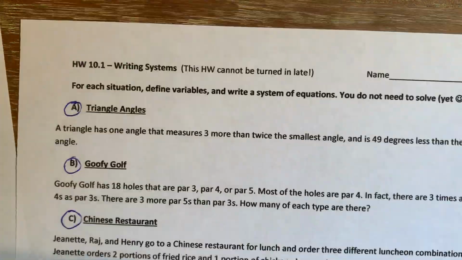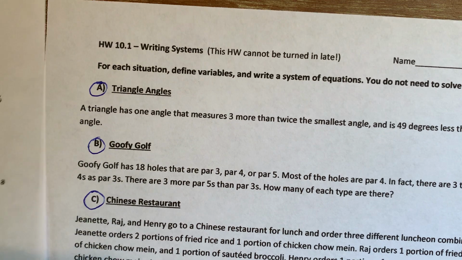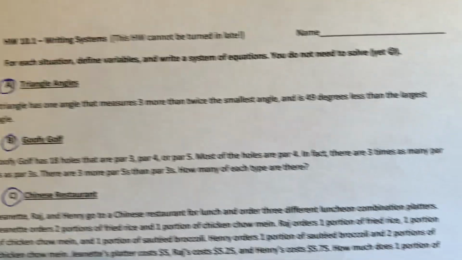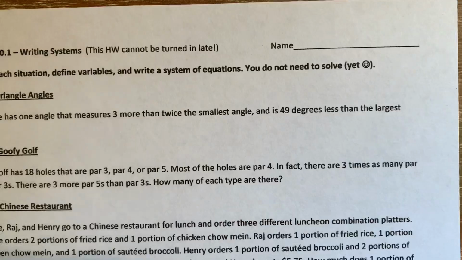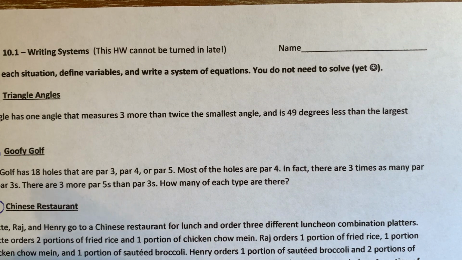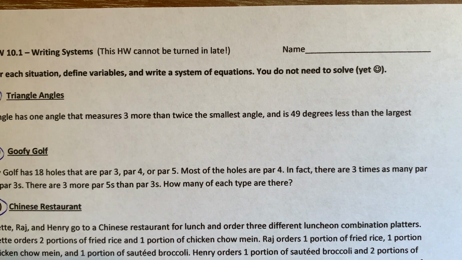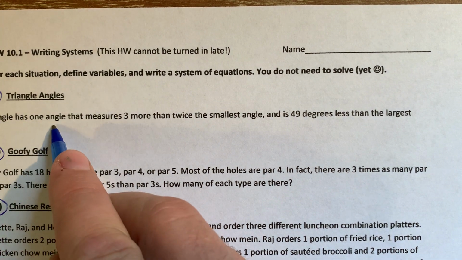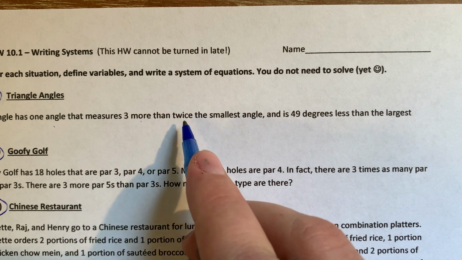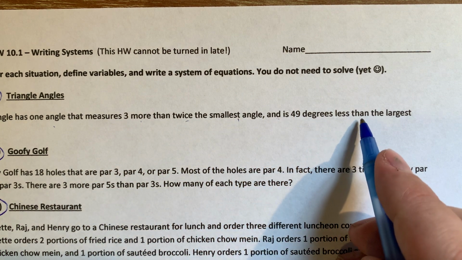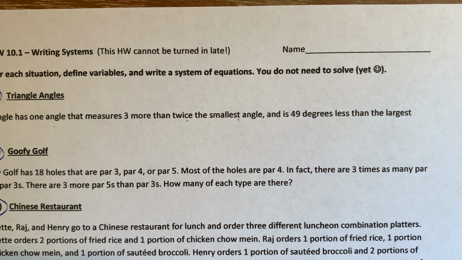And guys, this is from your homework, so I'm going to do a little less than half of your homework with you, so we can at least do some together. Okay, so let's look at this first one. It's about triangle angles. A triangle has one angle that measures 3 more than twice the smallest angle and is 49 degrees less than the largest angle. So what are the variables here?